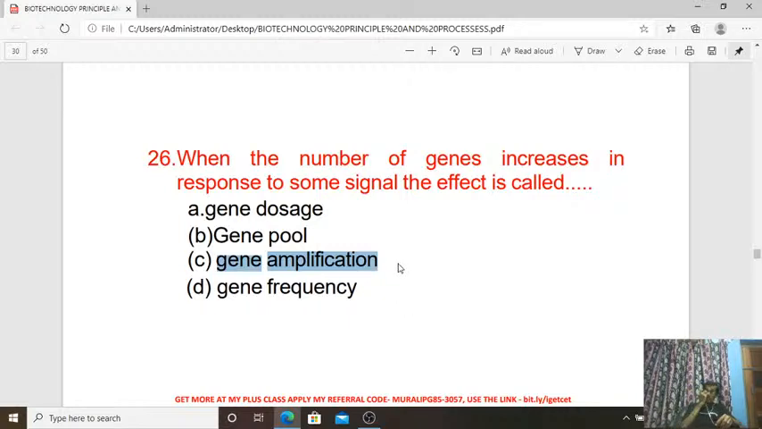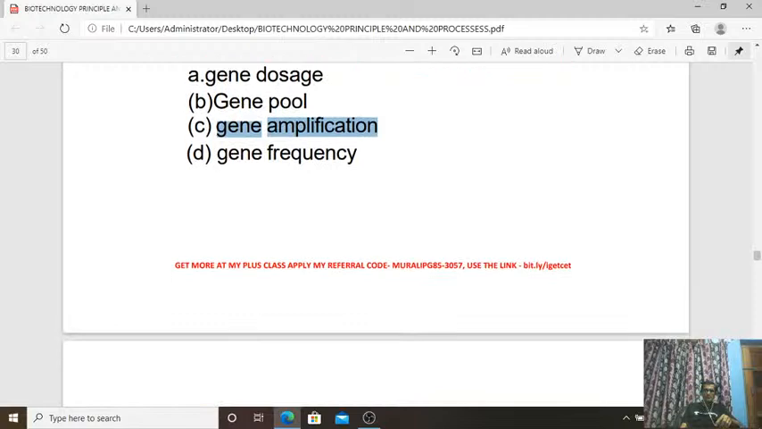So we are going to get a large number of genes of a small size. From a small size we can amplify that gene, so we can get a large number. Answer is C for 26.